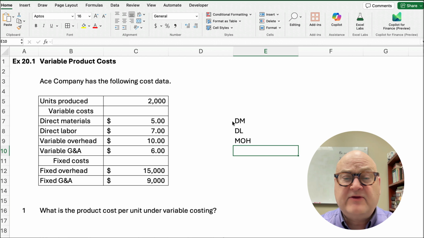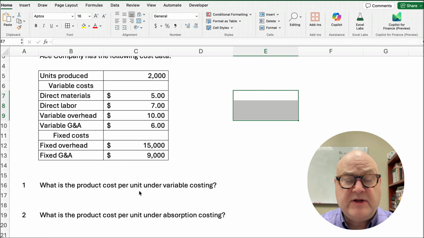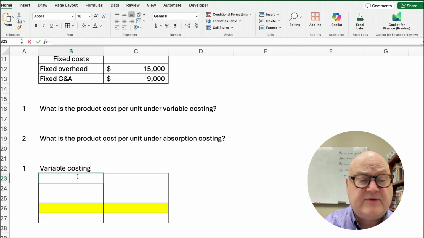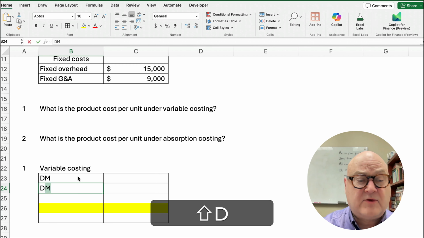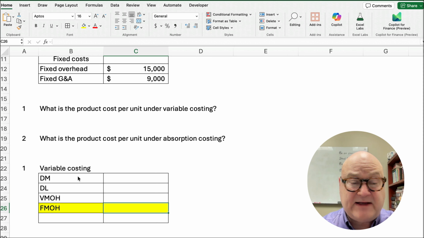All right, so how do we do this problem when we're asking for what is the product cost per unit under variable costing? Well, very simple. We're going to take our direct materials, our direct labor, and we're going to take our variable MOH. Now, what do we do about fixed MOH? We'll show you here in just a second. I've highlighted it. That's going to be one of the differences between the variable costing and the traditional, what we call the absorption costing. Now, variable costing, it only uses the variable product cost.